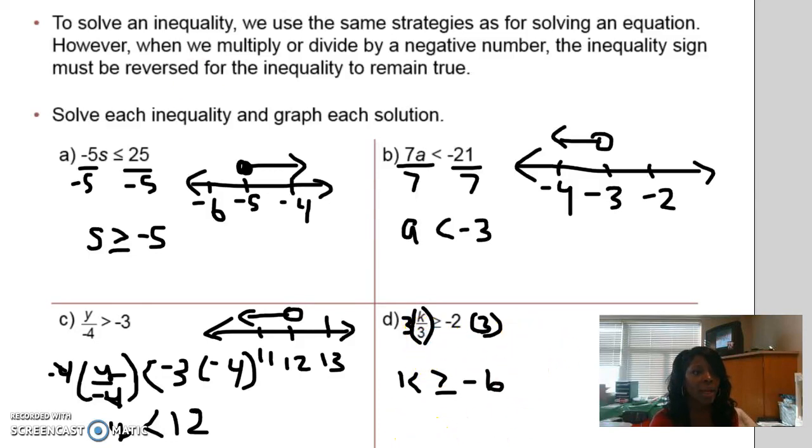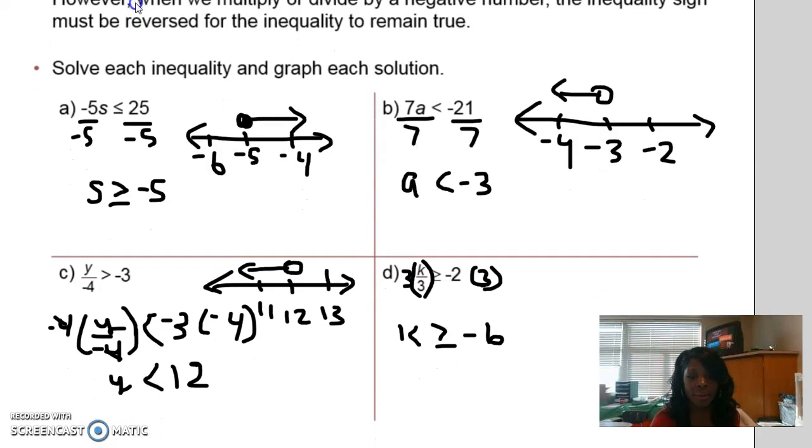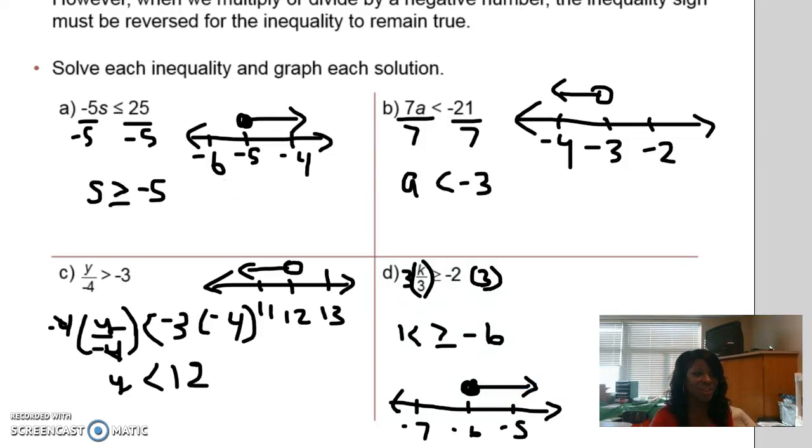So now let's go ahead and graph this. We have a number line here, negative 6, negative 7, and then we'll put negative 5 here. We have greater than or equal to, so that's a closed circle, and all the values to the right of negative 6 make the solution set true.